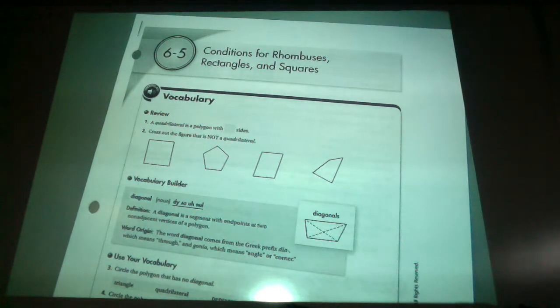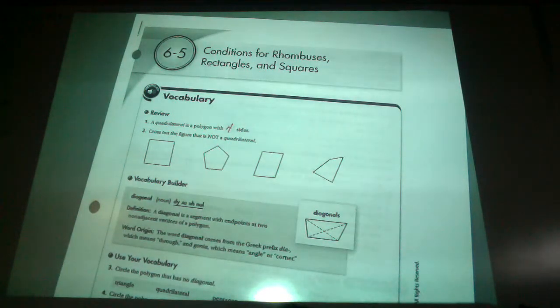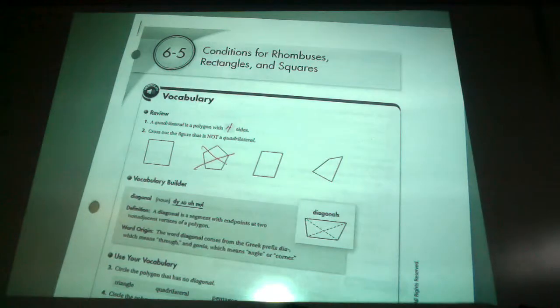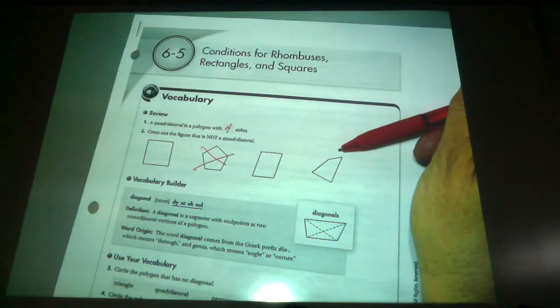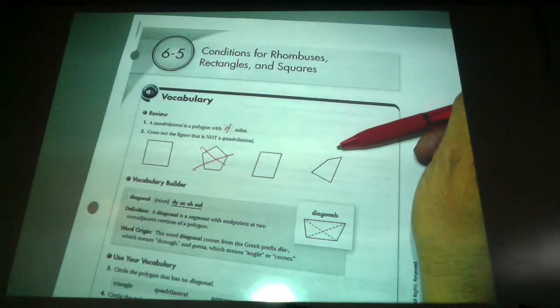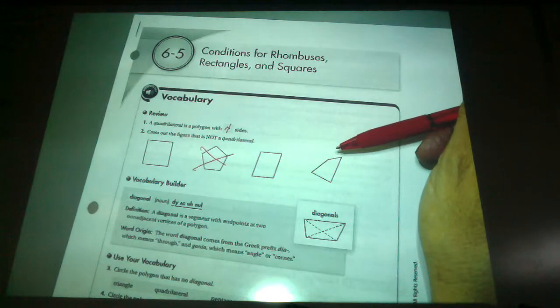Quadrilateral is a polygon with how many sides? Awesome. Cross out the figure that is not a quadrilateral. There's only one. Which one are we crossing out? I'm not sure. How about the pentagon? Why is that one a quadrilateral? Because they just care about four sides, right? Nothing said it had to be a parallelogram or anything like that.